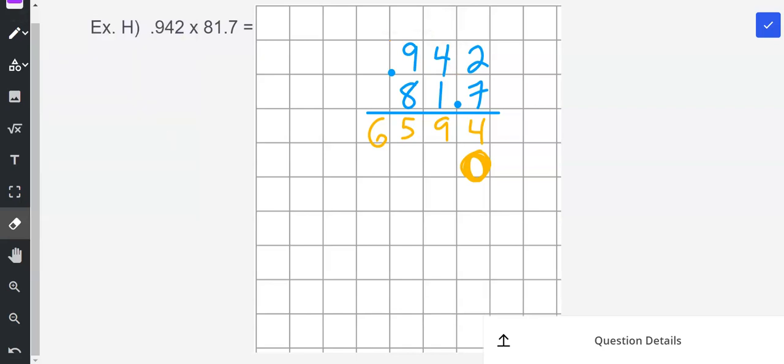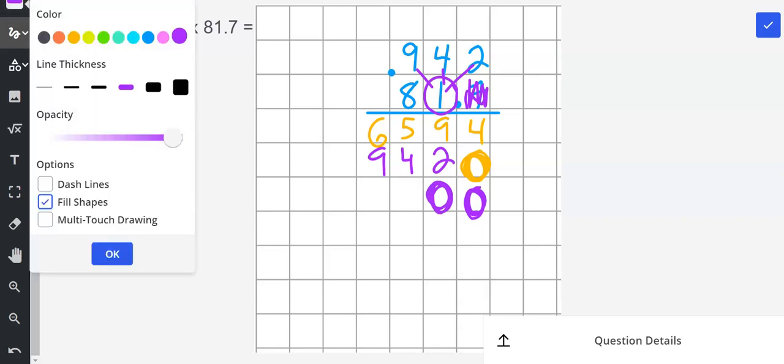I'll trade colors, and then now I'm going to be focusing on multiplying by the 1. So I'm finished multiplying by the 7. 2 times 1 is 2, 4 times 1 is 4, and 9 times 1 is 9. I place a 0 and then another 0 as a placeholder on that third line, and then I'll trade colors again.